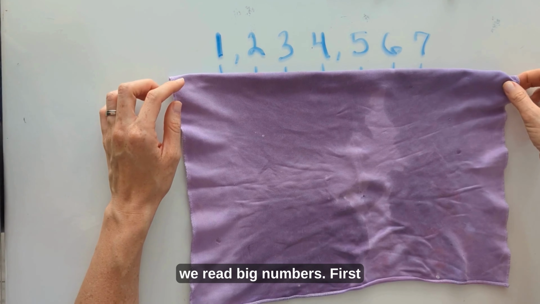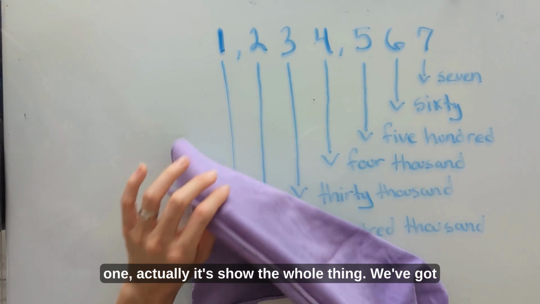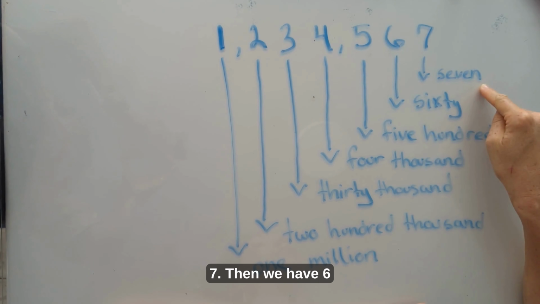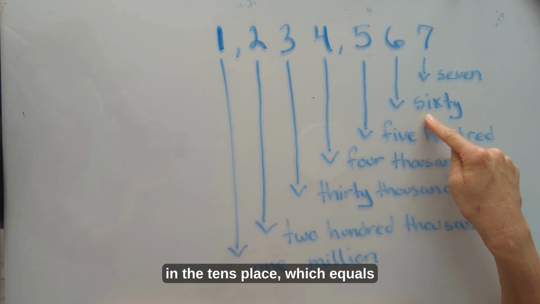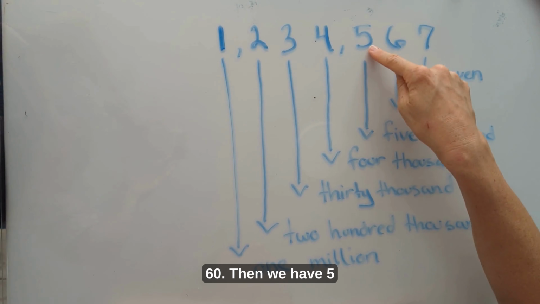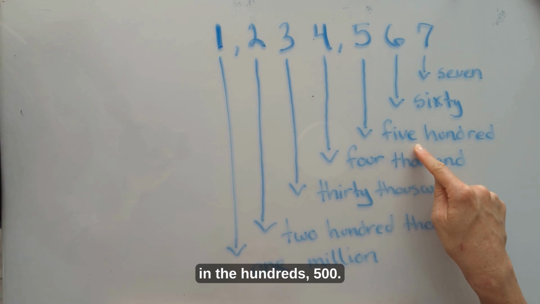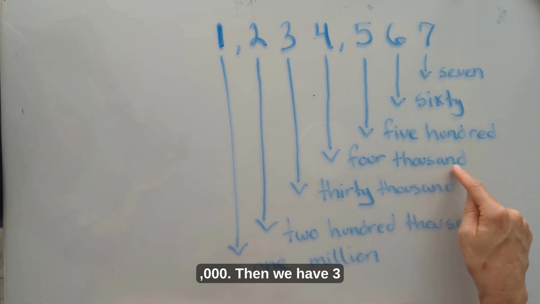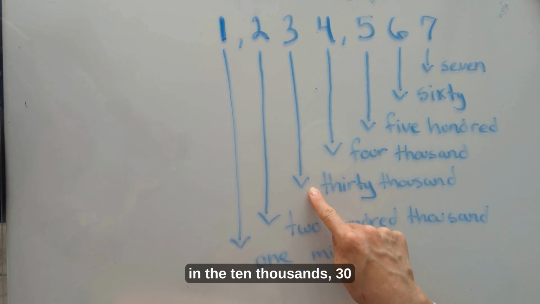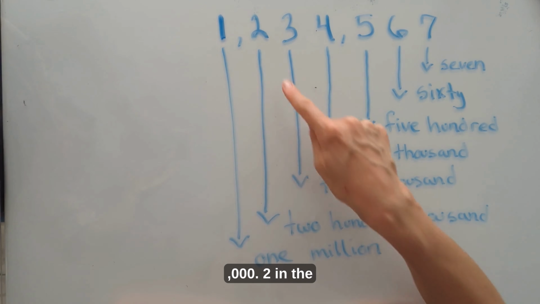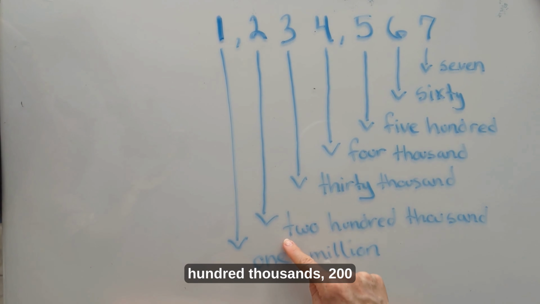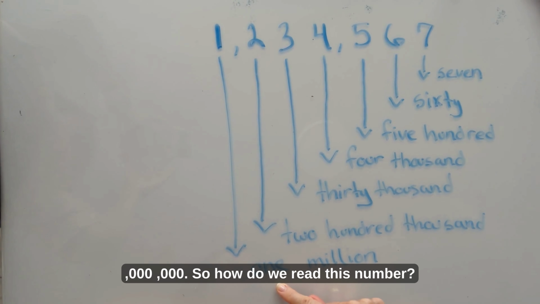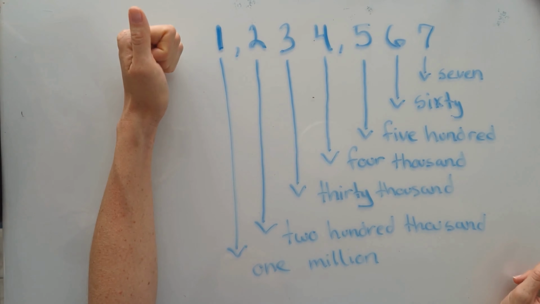So, first one, actually let's just show the whole thing. We've got 7 in the ones place, so 7. Then we have 6 in the tens place, which equals 60. Then we have 5 in the hundreds, 500. Then we have 4 in the thousands, 4,000. We have 3 in the 10,000s, 30,000. 2 in the 100,000s, 200,000. We have 1 in the million, 1 million. So how do we read this number?